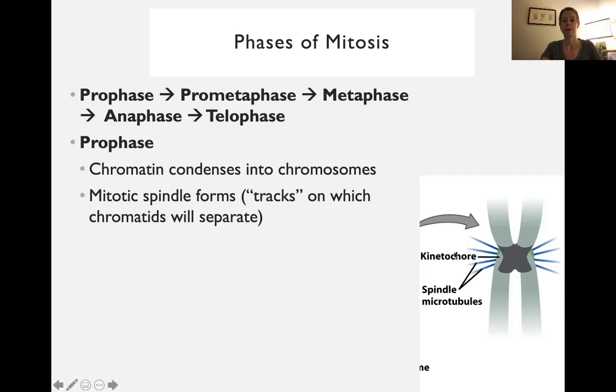And then you have the mitotic spindle forming, which is where these spindle microtubules that I mentioned earlier come back into play. And those are sort of the tracks, like I said here, on which the chromatids will separate. So that mitotic spindle will pull the two sides of that chromosome apart onto either ends of the cell. So you have to have these spindle microtubules attaching correctly to the chromosome in order to split it correctly.